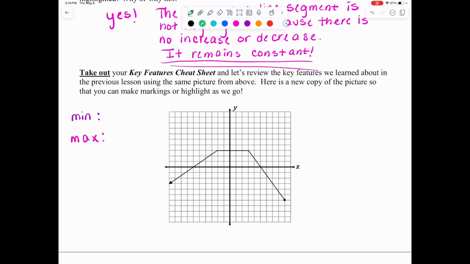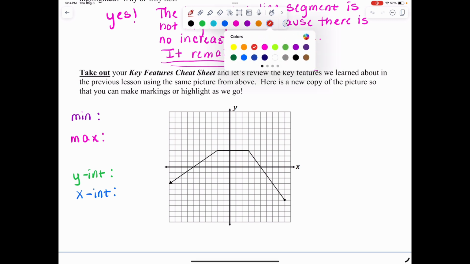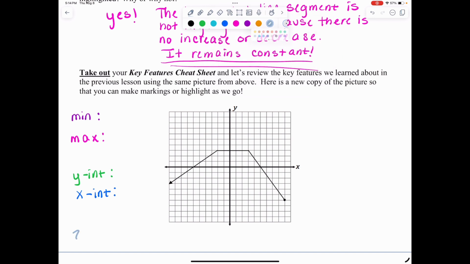Then you're going to do your intercept. So you're going to do your y-intercept and also your x-intercept. And right after we did the x-intercept, we talked about something called zeros. They are connected to x-intercept, so I would suggest that you do that after you find the x-intercept, okay? So on that side, you can write those things.